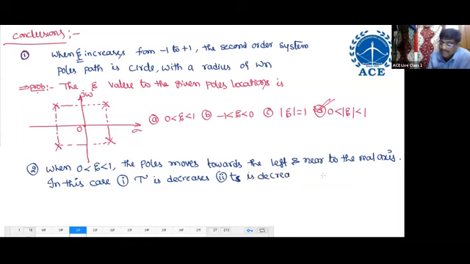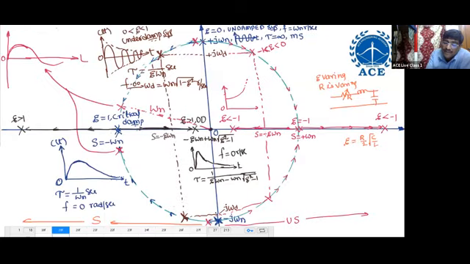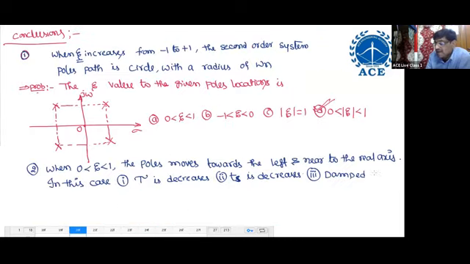Next, third one, damped oscillations: omega d decreases. This is called omega d. Here only omega n remains. Once the pole comes to the left-hand side, the damped oscillations, omega d, decrease. What is omega d on the real axis? 0. Here omega d is 0. That means omega d decreases.